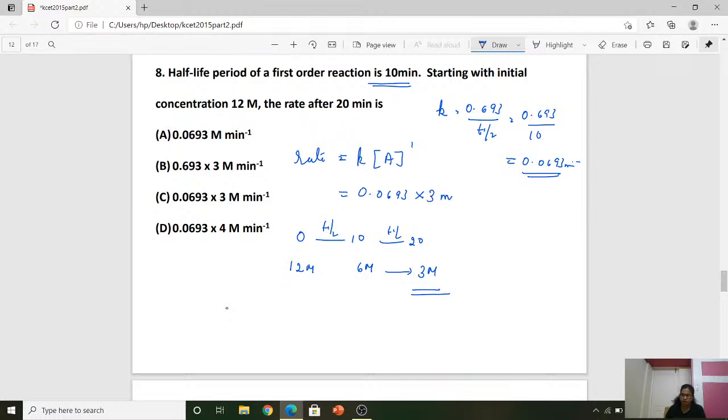So the answer will be rate is equal to 0.0693 into 3 molar per minute. So I hope you have understood.